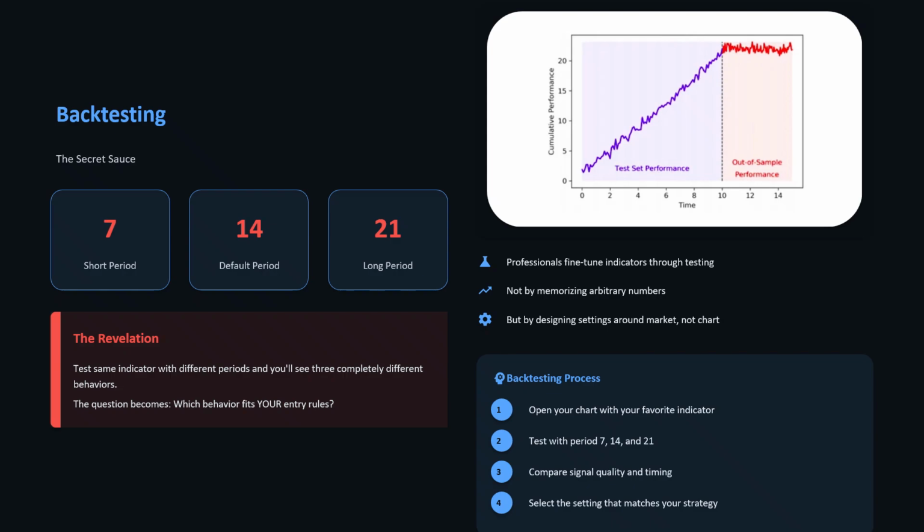Here's where your trading transforms. Open your chart, pick any indicator. Now test it with period 7, period 14, period 21. Suddenly, you'll see 3 completely different behaviors. The question becomes, which behavior fits your entry rules? That's how professionals fine-tune indicators. Not by memorizing arbitrary numbers, but by designing the settings around the market, not the chart.